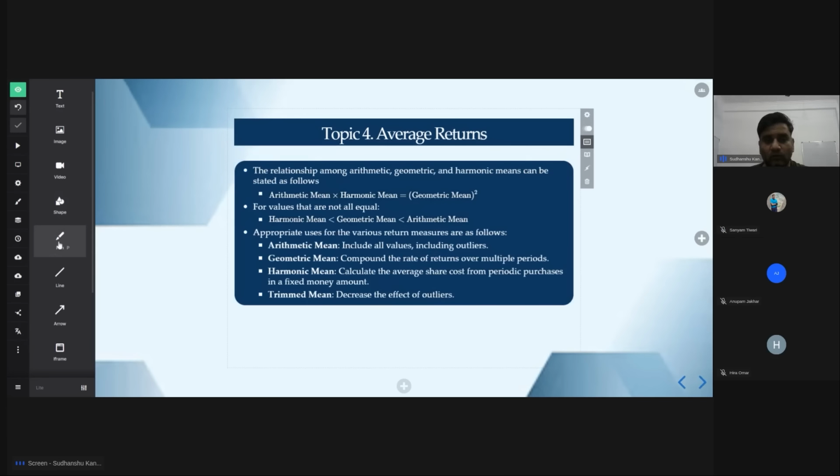Before doing the question, let's understand the property. The relationship between your arithmetic, geometric, and harmonic mean is very important. Please understand this property, very, very important. Arithmetic mean into your harmonic mean is geometric mean square, right? Again, see, that's why I give you hacks, right?